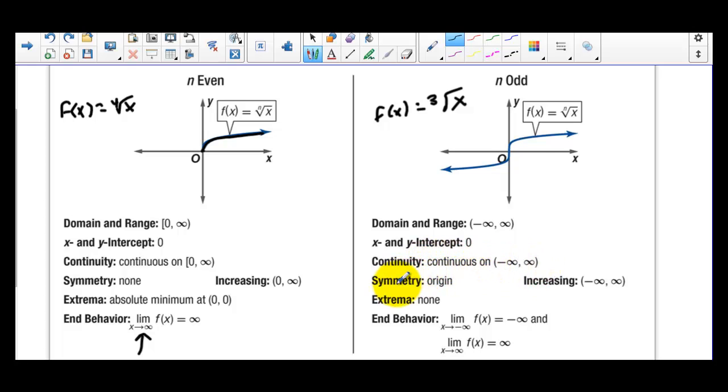Continuous where it's defined. It is symmetric about the origin, which means this is an odd function. And the graph increases the entire time. There's no place where this graph decreases as you go from left to right. The function is increasing the entire time. Extrema is none. This does increase forever, and as you go to the left, this function decreases forever. So there's not a highest or a lowest point anywhere on this function. End behavior: limit as x approaches positive infinity, the y values shoot to positive infinity, and as you go to the left, or as x approaches negative infinity, the y values are going down forever to negative infinity.